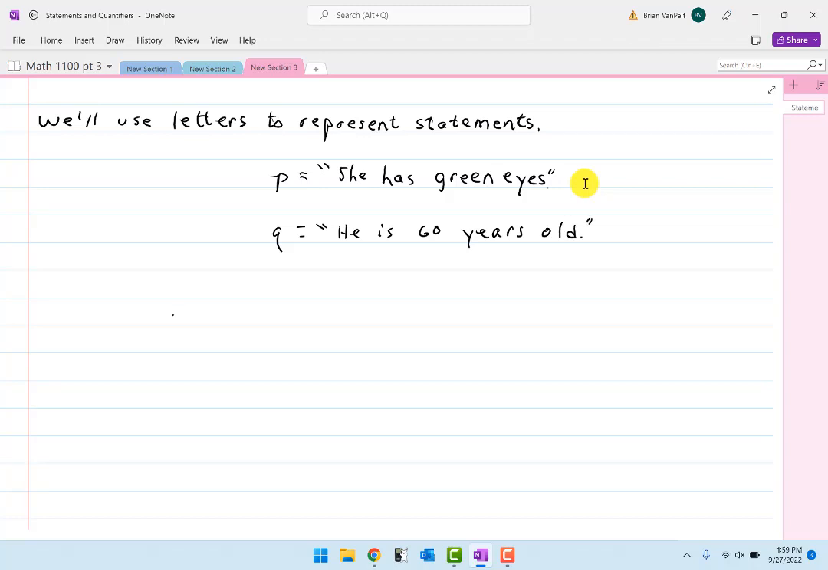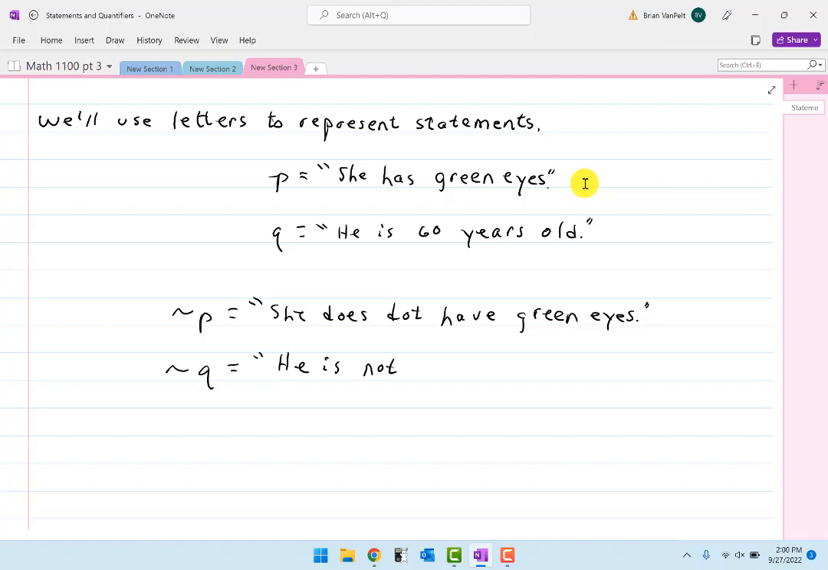And then we would do a squiggle P if we want the negation of P. So this will equal she does not have green eyes. Or the negation of Q equals he is not 60 years old. Other symbols. So just remember, the squiggle means negation.